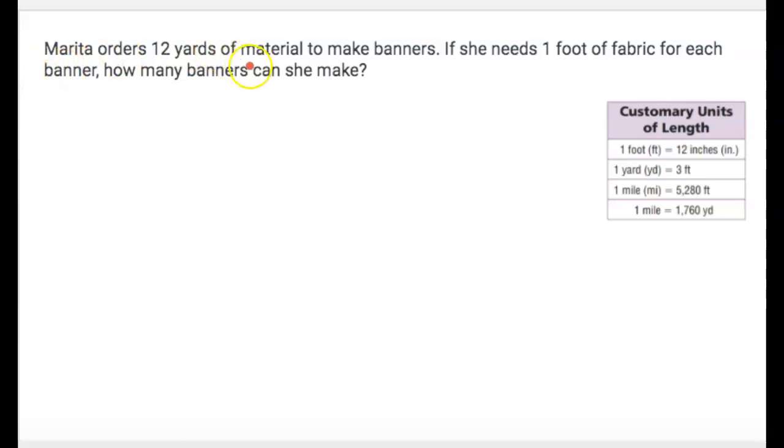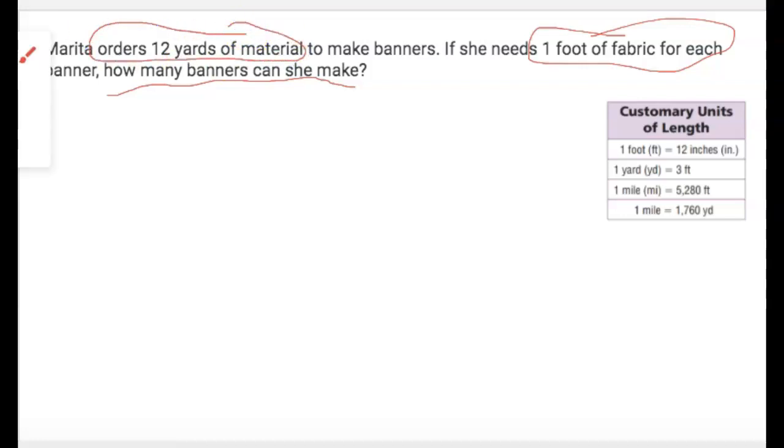So Martina orders 12 yards of material to make banners. If she needs 1 foot of fabric for each banner, how many banners can she make? Okay, so we're trying to figure out how many banners she can make. What do we know about the banners? We know that she needs 1 foot of fabric for each. And what do we know about the fabric? She orders 12 yards of material.